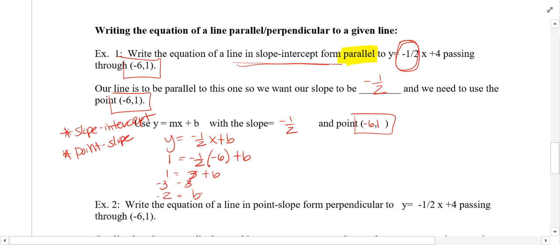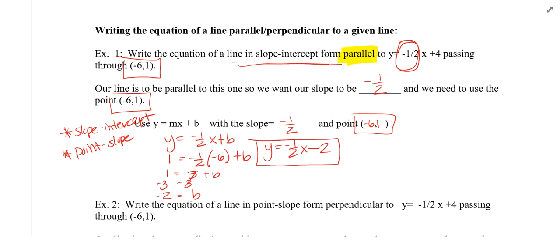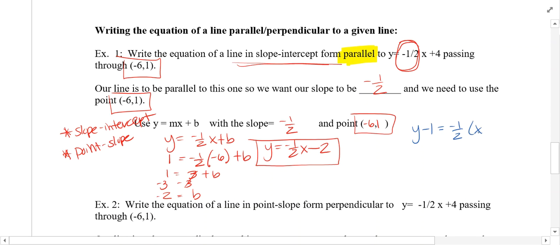Okay. Can I write the equation now? Yeah, I would have y equals negative 1/2 x minus 2. Okay, so that's your equation. You only have to solve it one way, but let me just show you how point-slope form would also work. You would do y minus 1 equals negative 1/2 x plus 6. Okay. And again, our answer should be the same.